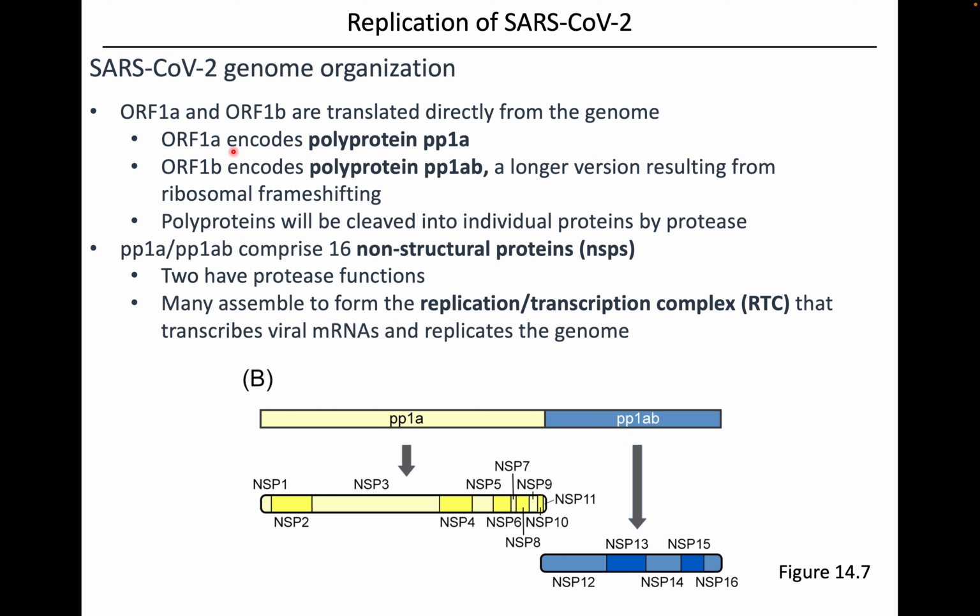So the 1A and 1B that I just mentioned, those are going to get translated as polyproteins. And as we've seen before in other viruses, those have to be cleaved by proteases into their individual component proteins. They've found that the 1A and 1B overall give you 16 different non-structural proteins.